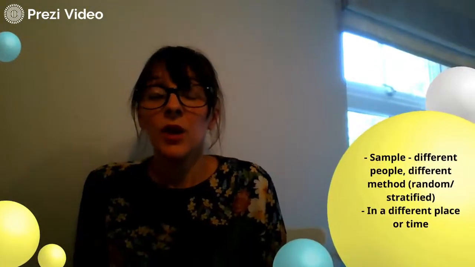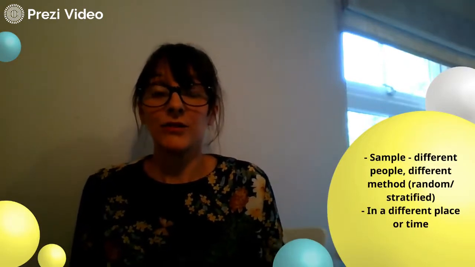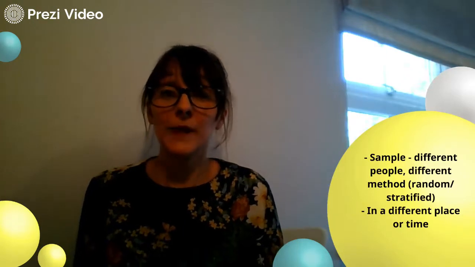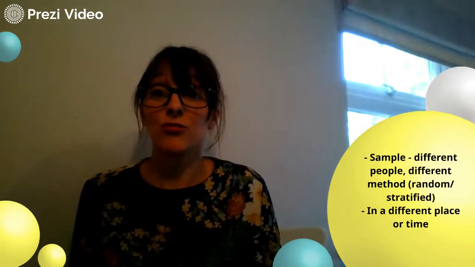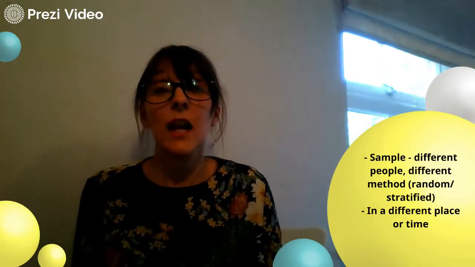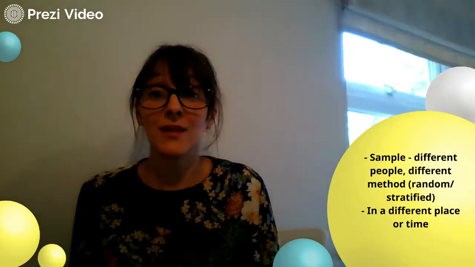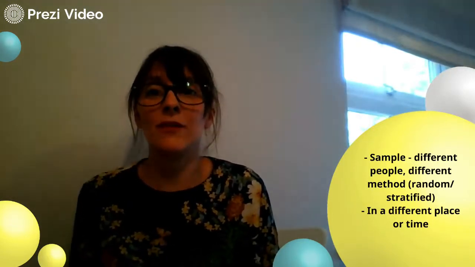Okay, so when we are looking at improving external validity, we need to think about our sample. We need to have different people, we need to make sure we use different sampling methods such as random or stratified sampling, and we need to make sure that we complete our study in lots of different places, or at different times. When I say different places, I mean different settings.